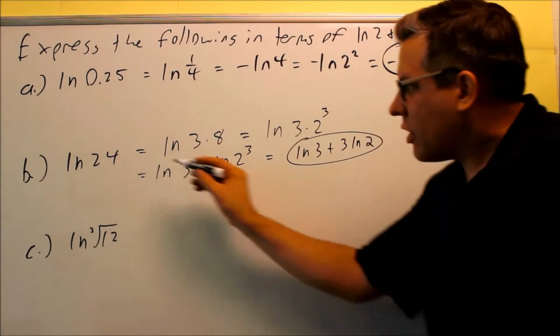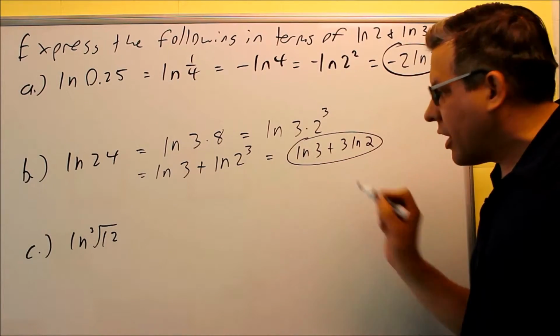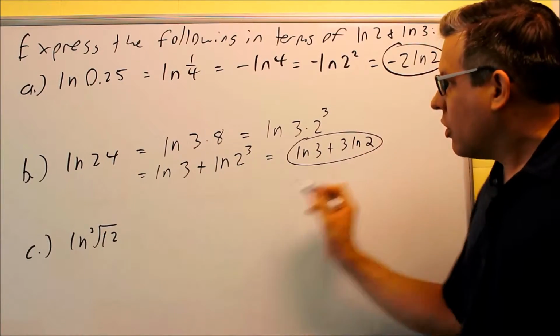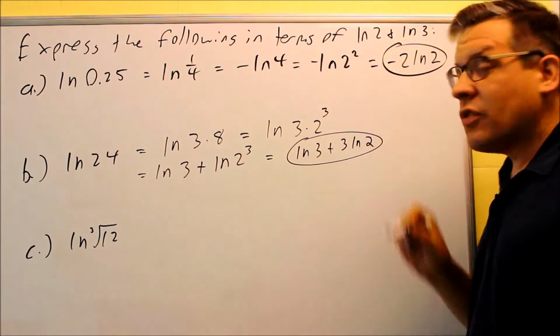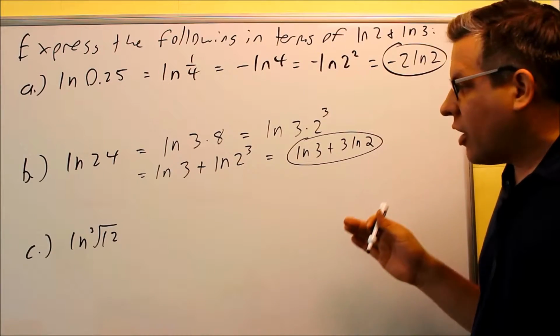Now if you were to put into a calculator, you would do ln 24, you get a decimal for that one, and then put this in your calculator, get a decimal. You should get exactly the same answer. All we're doing is we're breaking this one up, writing it in terms of ln 2, ln 3, because that's what the instructions told us to do. So that's our final answer for that one.